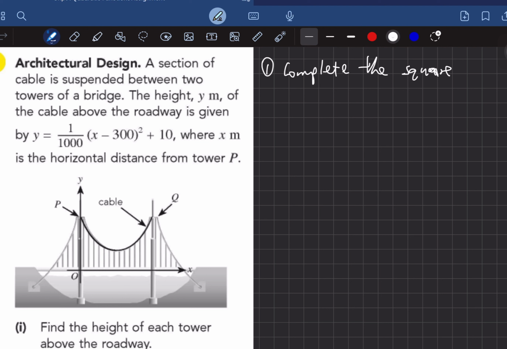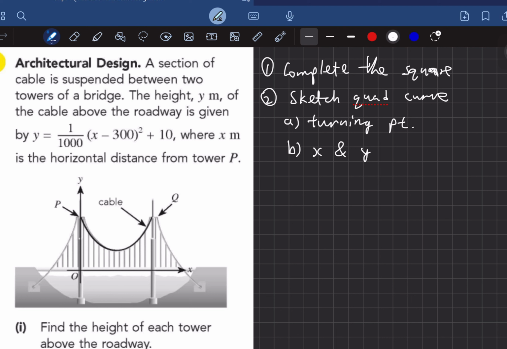Then second thing, after complete the square, we learn how to sketch the quadratic curve. And inside this sketching of the quadratic curve, we find a few things. A, the turning point, either using the complete the square method or factorization method. Then B, the x and y intercept, which is where the curve cuts the x-axis and the y-axis.